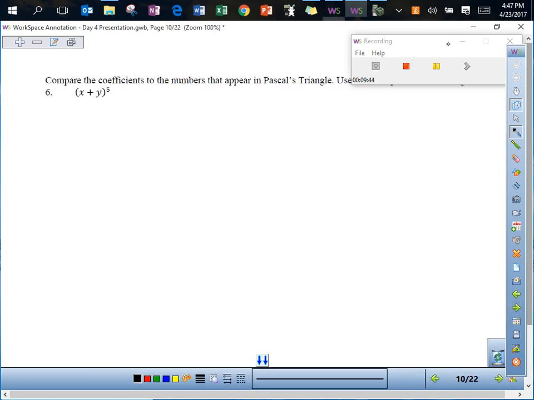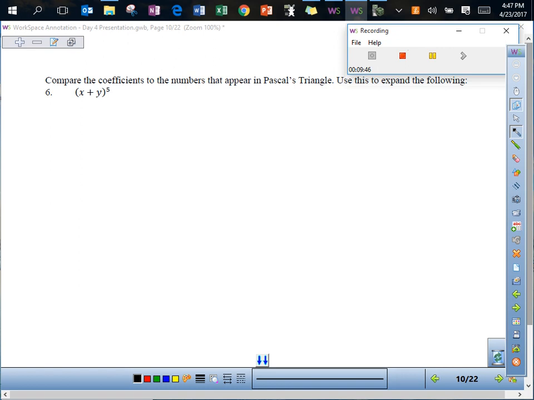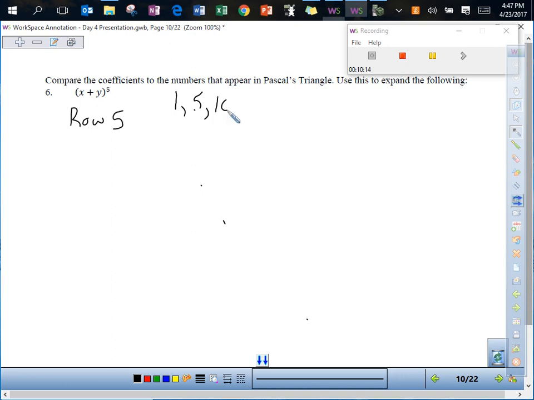So now, come in and let's look at your number 6. Watch how easy this becomes. Compare the coefficients to the numbers that appear in Pascal's triangle. Use this to expand the following. x plus y to the 5th. There is no way I want to expand that the long way. I'm going to go to your note card, look up row 5. And you'll notice row 5 has these coefficients: 1, 5, 10. Well, my pen's not wanting to work now all of a sudden. There it goes. And then another 10.